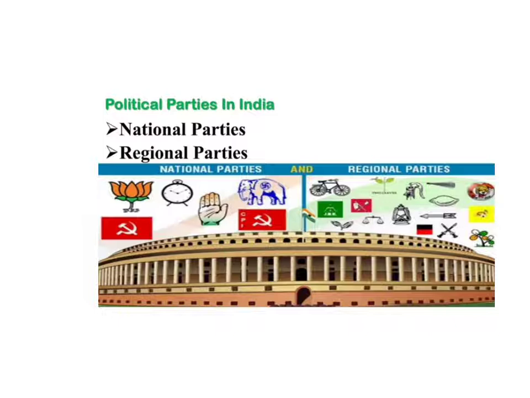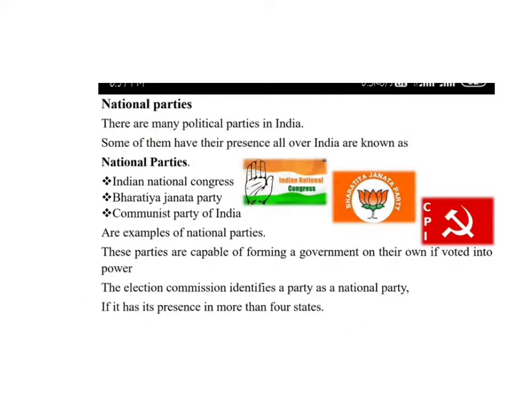Party system means the different political parties in India. There are two kinds of political parties in India: national parties and regional parties. First of all, we will see national parties.